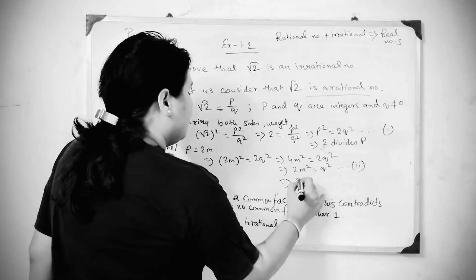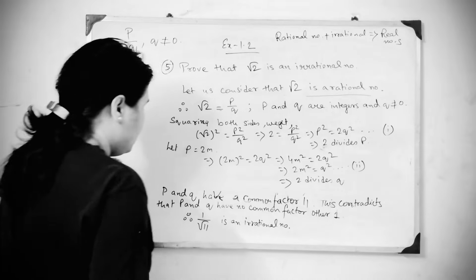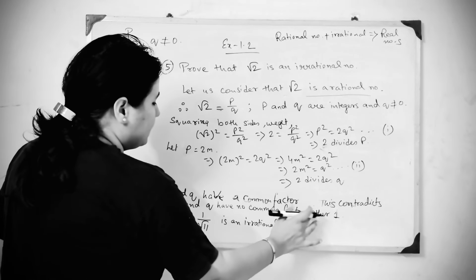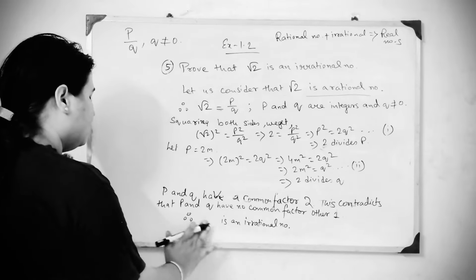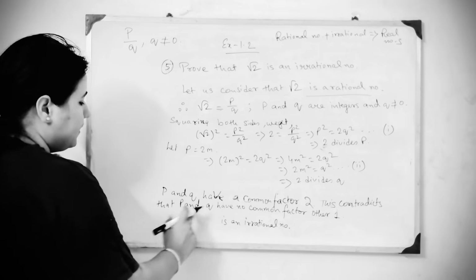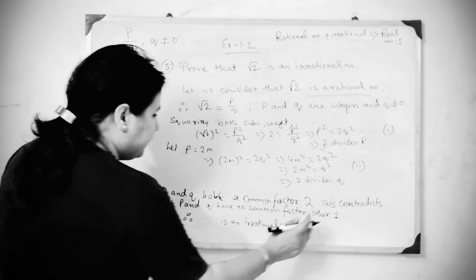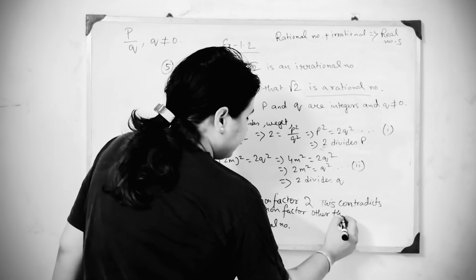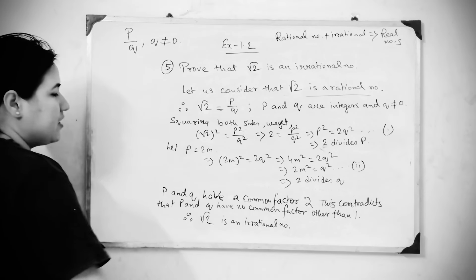that 2 divides q. So p and q have a common factor 2. This contradicts that p and q have no common factor other than 1. Other than 1, please rectify this, and therefore we can say root 2 is an irrational number.